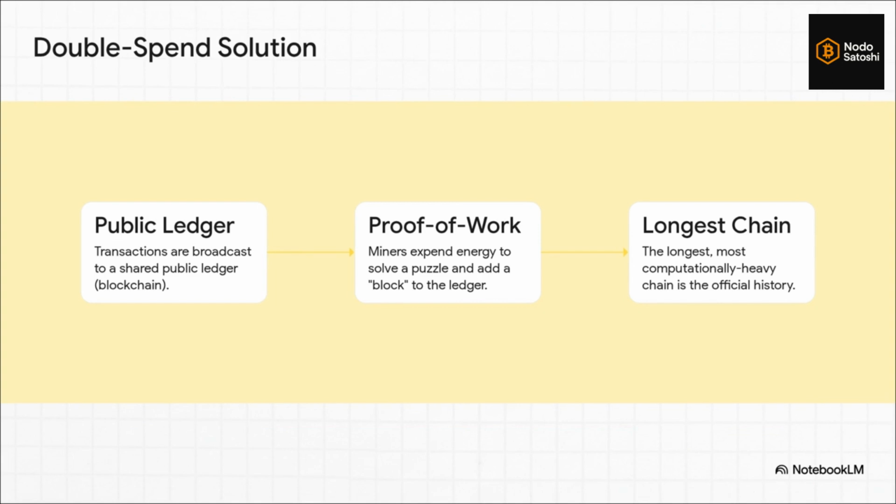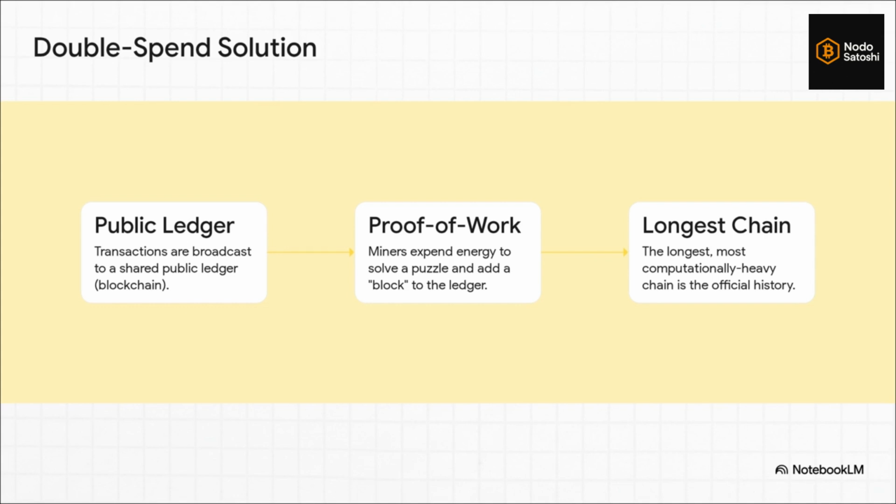First, as you see there in step 1, every single transaction is shouted out to a public ledger that everybody shares. That's the blockchain. Now, step 2, to add a new batch or block of transactions to that ledger, people called miners have to burn real-world electricity and computer power to solve a really hard math puzzle. This is called proof of work.